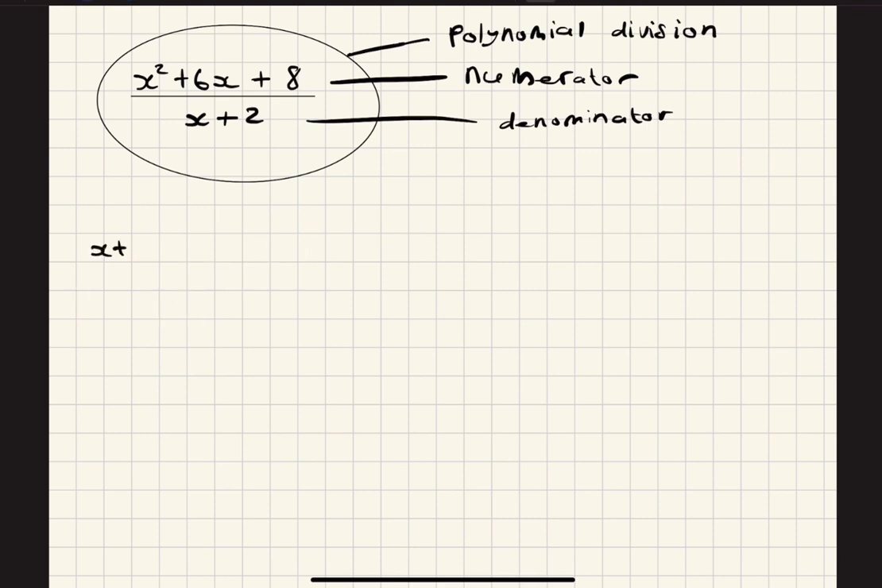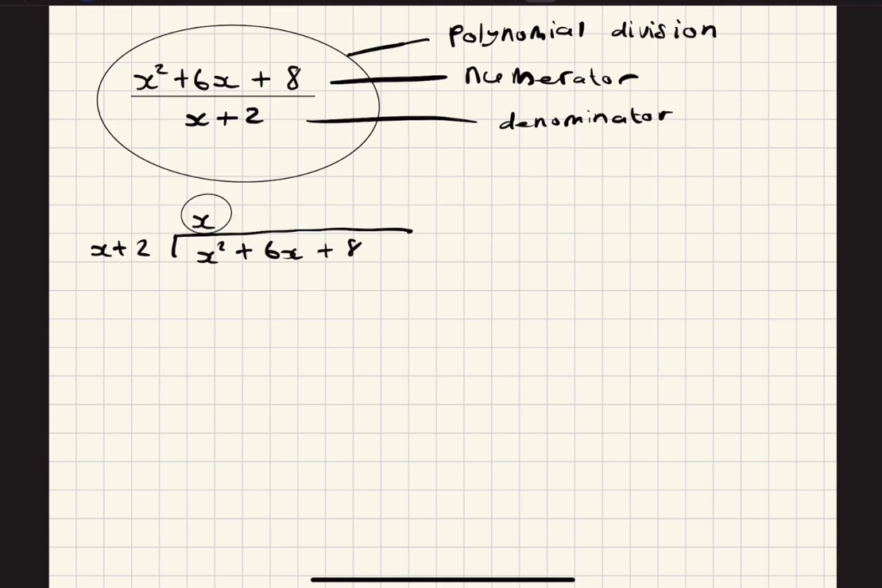So let's continue with the idea that the denominator goes on the outside of the bus stop. So x plus 2 will be on the outside of the bus stop, and x squared plus 6x plus 8 will be on the inside of the bus stop. Our next step is to do x squared divided by x, as that will get our first variable for us to put on top of the bus stop. So x squared divided by x gives us x, and this will be our first variable that will be put onto the top of our bus stop.